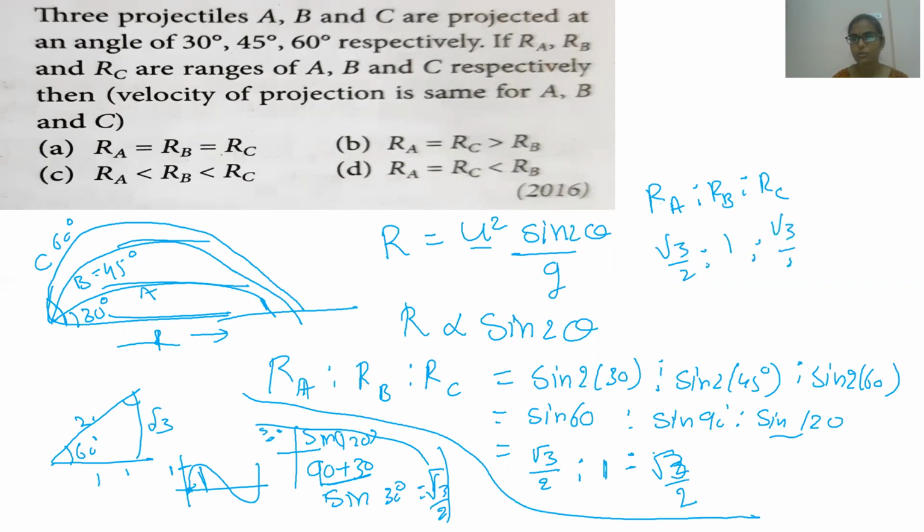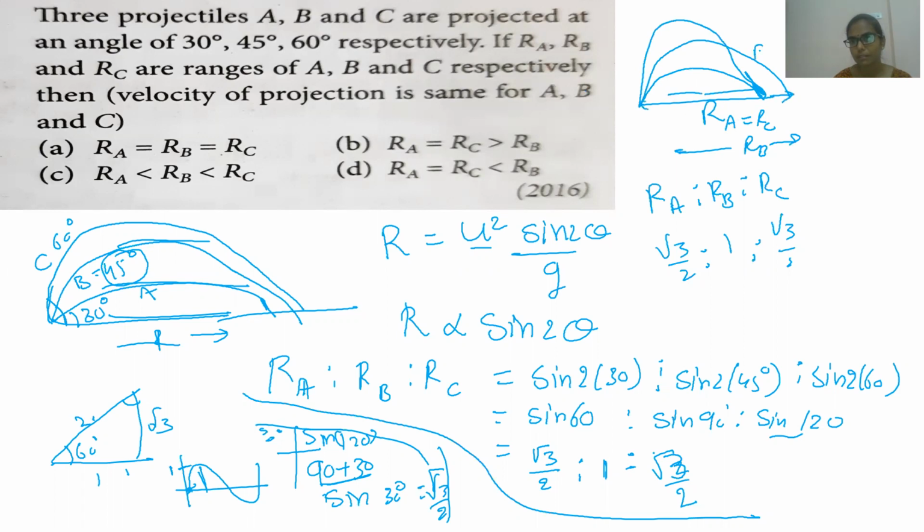That means if you throw the projectile at any angle other than 45 degrees, you will get less range only. You will get the maximum range only when you throw the body at 45 degrees. I'll rewrite the figure neatly. If you throw at 30 degrees, it will come back. If you throw at 45 degrees, it will cover more range. If you throw at 60 degrees, again it will come back to the same range. So RA is equal to RC, but RB is a little higher. Range RB is up to here. B is traveling more distance.